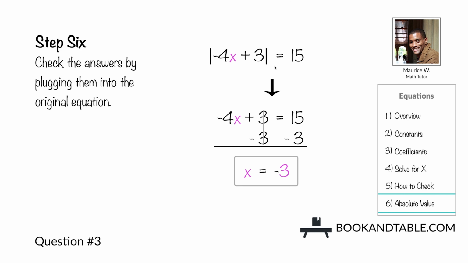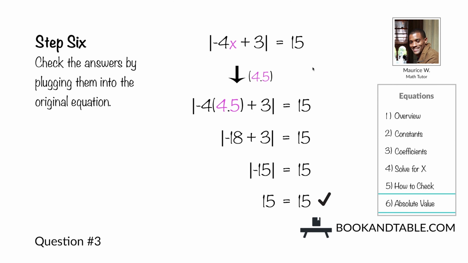-4x plus 3 is equal to 15. So we plug in 4.5 for x, giving us -4 times 4.5, which is -18. -18 plus 3 is -15. And the absolute value of -15 is +15. So we are able to confirm that 15 equals 15. So x is equal to 4.5.